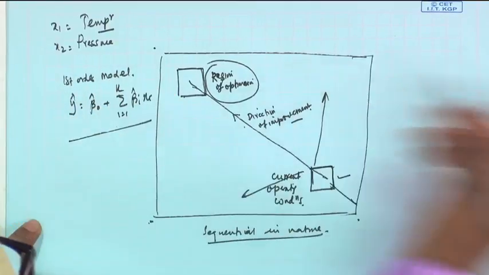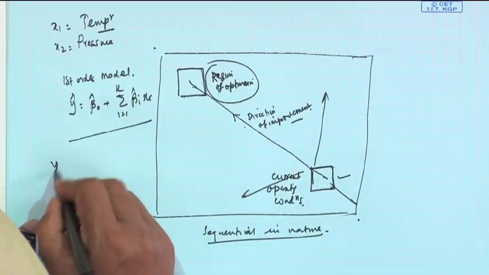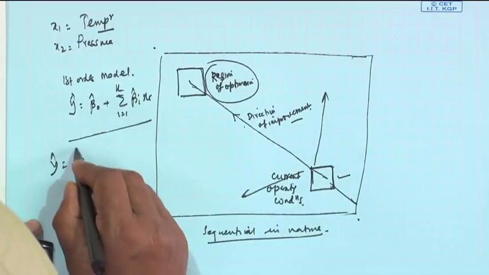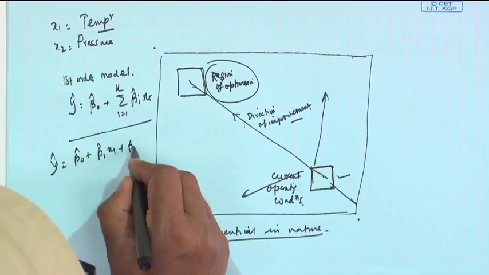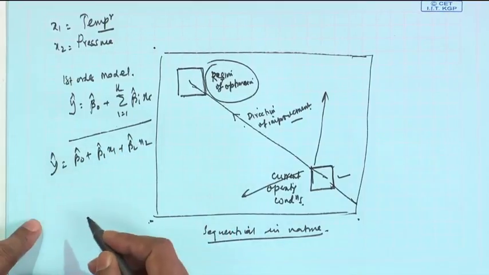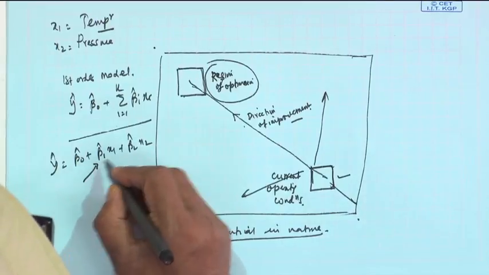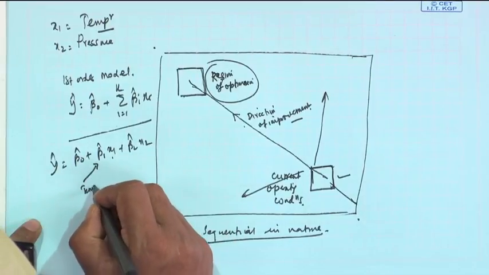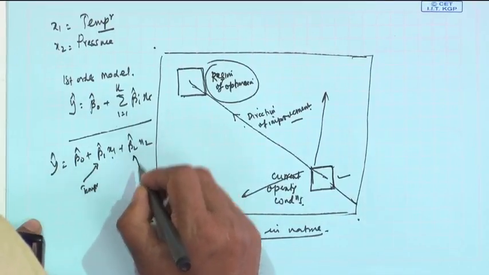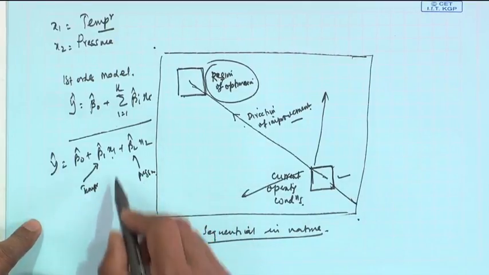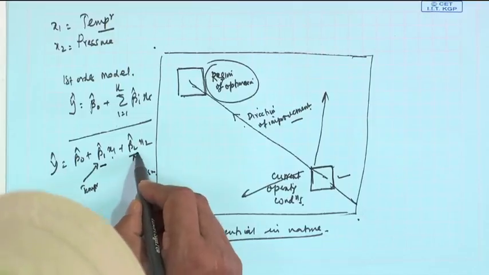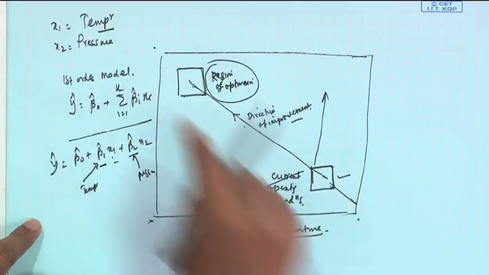So, with reference to this temperature and pressure case, we can write y cap equal to beta 0 cap plus beta 1 cap x 1 plus beta 2 cap x 2. Beta 1 is the regression coefficient for temperature, let it be, and beta 2 the regression coefficient for pressure. Now, this beta 1, beta 2 will tell you which direction you will move.